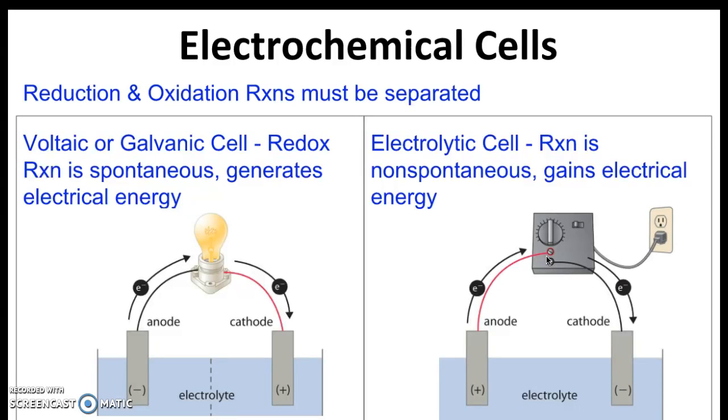Now, it's important to know which cell you're dealing with, because, as you can see here, the signs of the anodes and cathodes, which we'll learn what those are later, are different. And also the cell potential sign is different based on whether you have a voltaic or electrolytic cell.